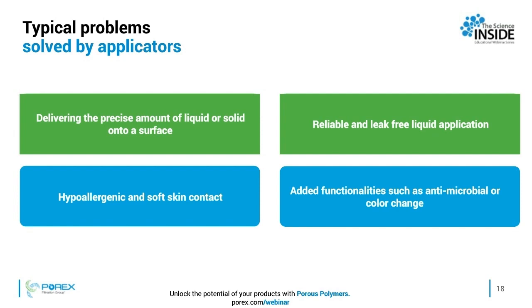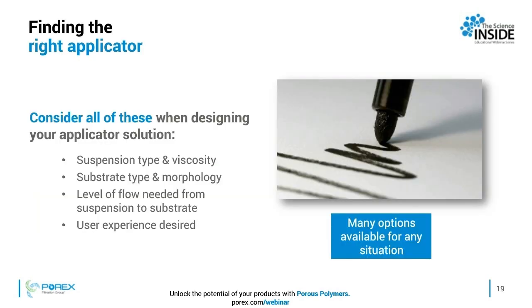There are many options available for any type of situation. Our material science experts can actually help find the right option for you or even design a custom solution if needed. These solutions will depend on various parameters such as the suspension type and viscosity, the substrate type and morphology, the level or rate of flow needed to pass the suspension to the substrate, and finally the type of user experience desired.